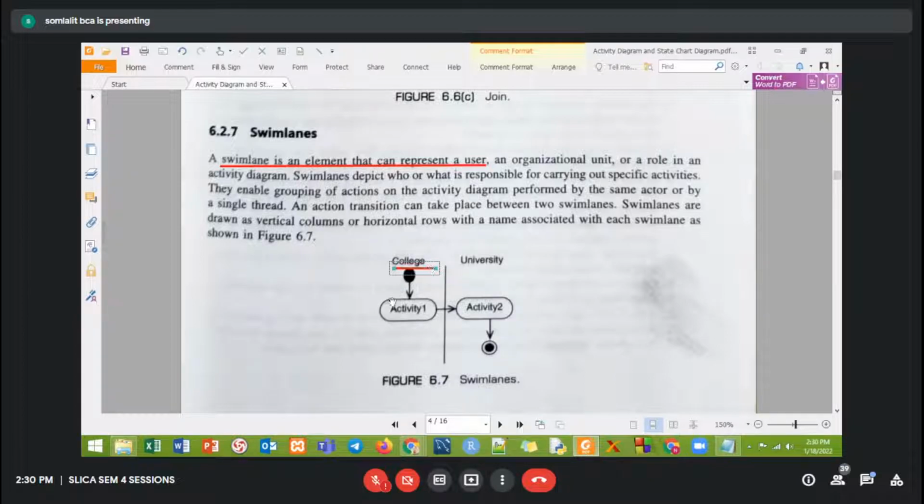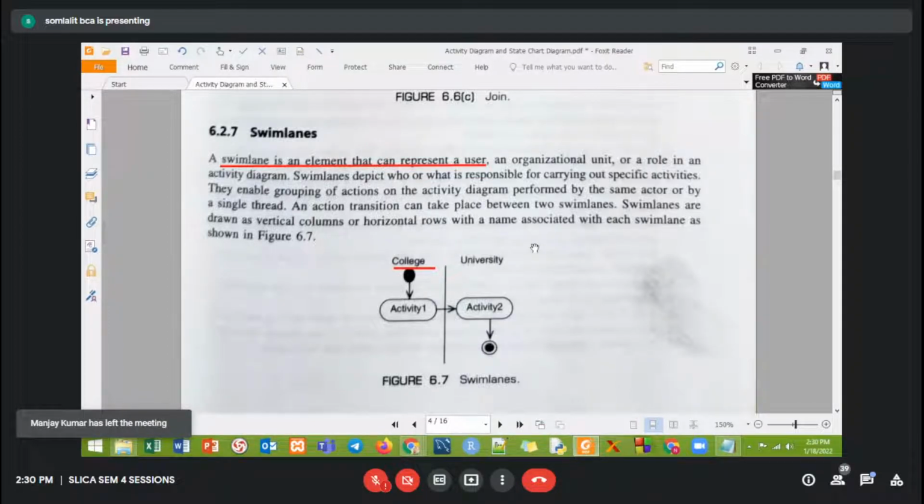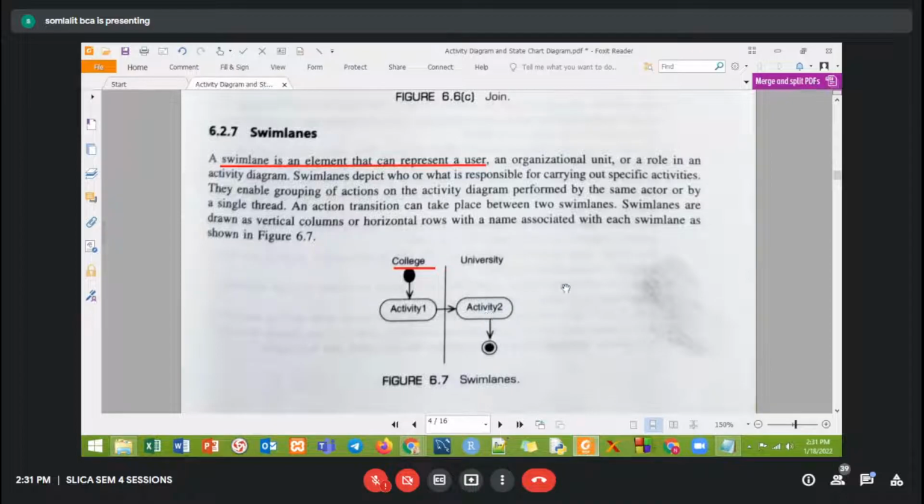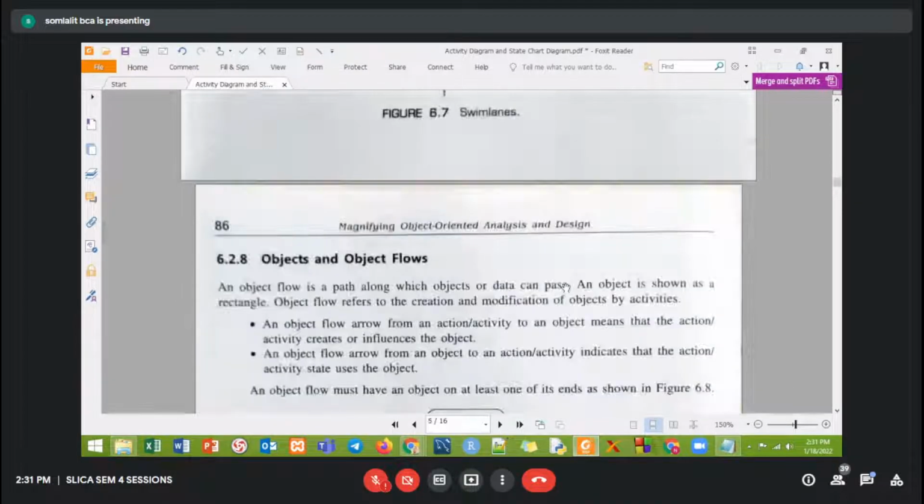Okay, so college does some activity. It passes on to the university and there is an end. So swim lane means a vertical separation of the actors and their corresponding activities, what they are performing. Whatever actor you have, you need to only show those activities which are being performed. So college performs these activities only. If university is performing any particular activity, then you need to display it over here. Okay, that's all about swim lanes.